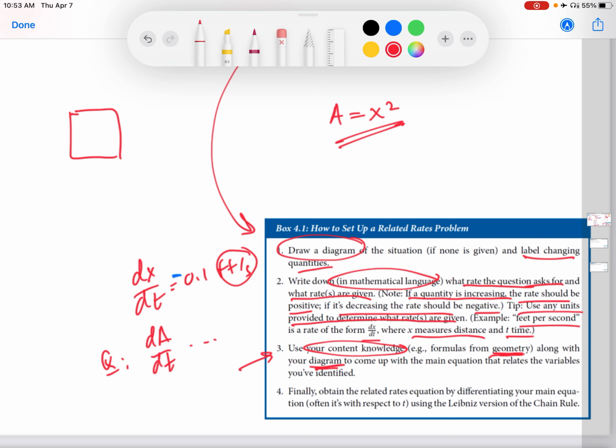Okay, and then the main thing here is that the equation you come up with should relate the variables that you've identified, right? We were given dx/dt information. We wanted to find dA/dt information. So we wanted a formula that connected A to x, and we found one. And then the last step, find the related rates equation by differentiating your main equation, oftentimes with respect to time or t, using either the Leibniz version of the chain rule or the chain rule in its original form. I won't go over that again because we did that at the start of the video.